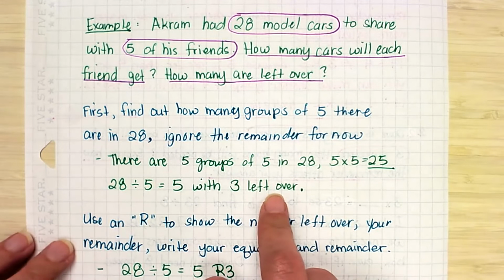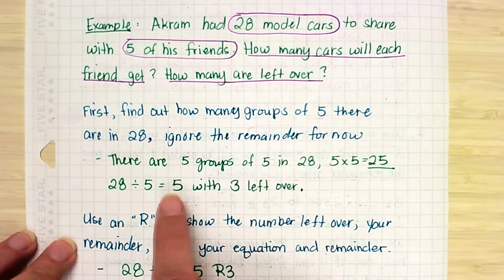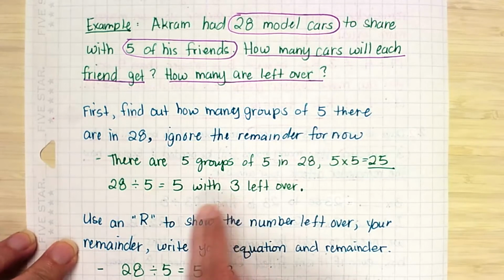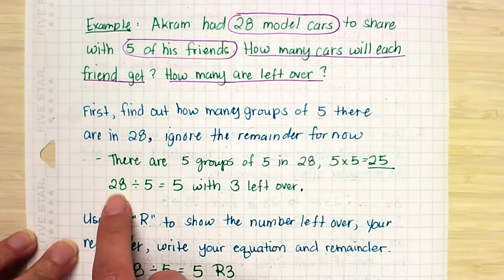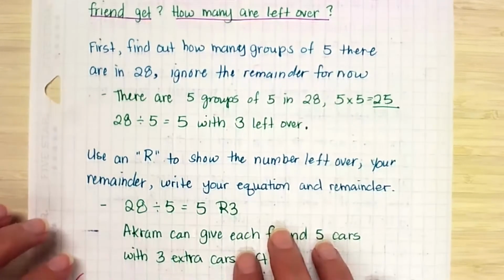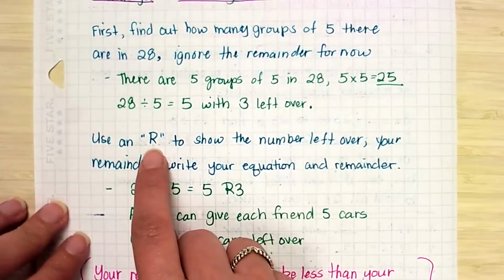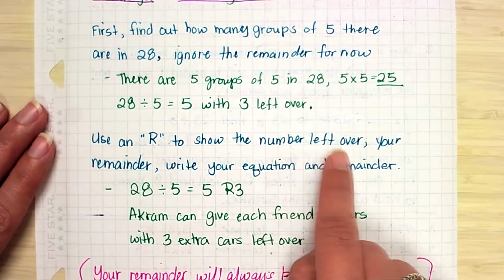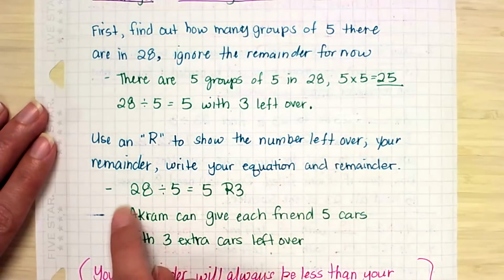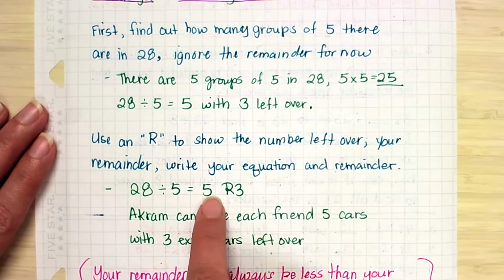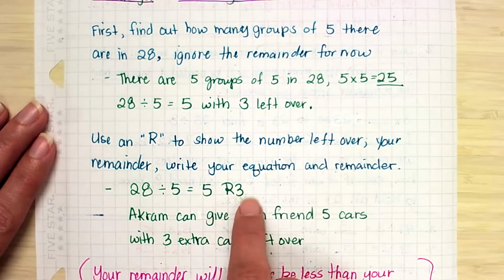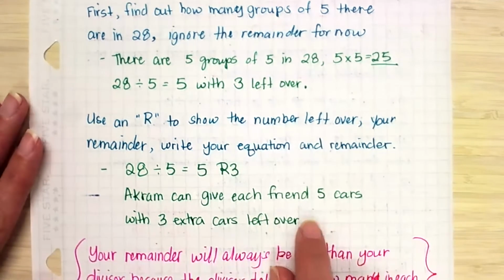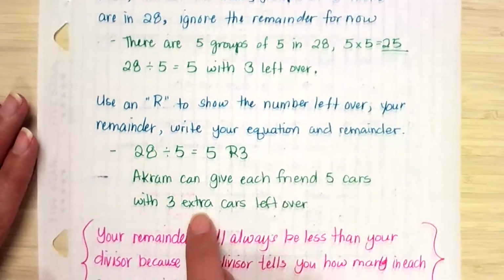And the way I check my work is I'm going to work backwards. I'm going to do 5 times 5 is 25 plus 3 is going to get me back to that 28. Now, when I'm writing remainders, I use a capital R to show that that is the number that's left over. So 28 divided by 5 equals 5, remainder 3. So Akram can give each of his friends 5 cars, and he'll have 3 extra cars left over.